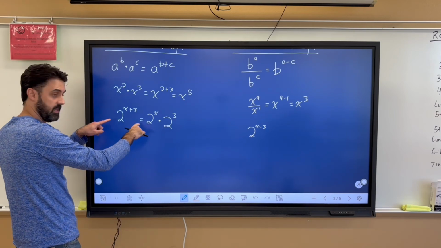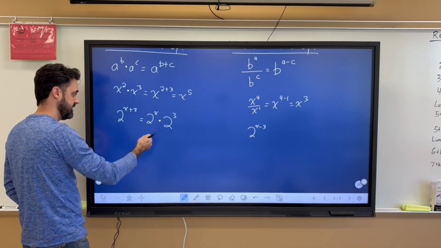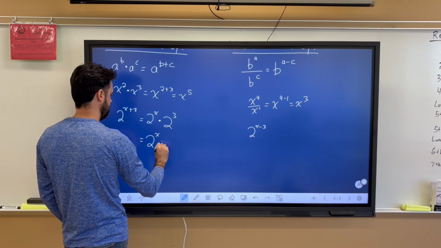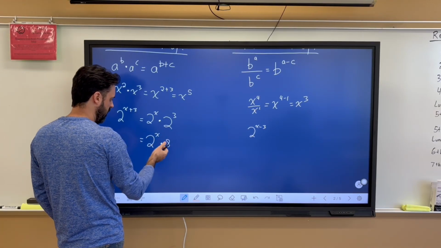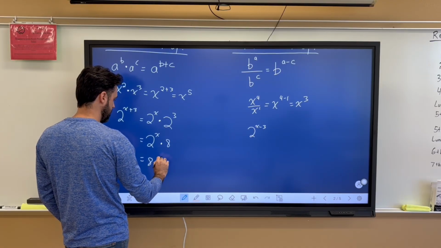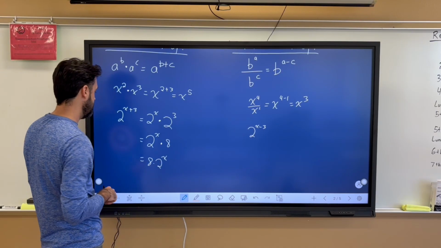All right, so these two things are equivalent, and now we can simplify this, and we can write this as 2 to the x times 8. Or sometimes you'll see the 8 in front, so it'll be 8 times 2 to the x. But we can't multiply the 8 and the 2 because they don't have the same exponent anymore.